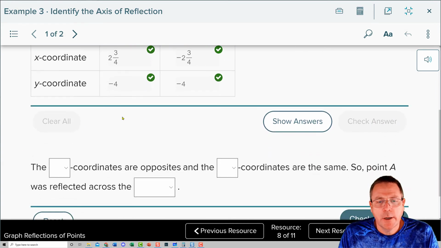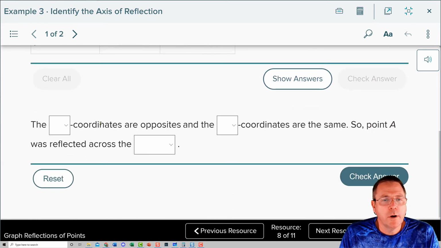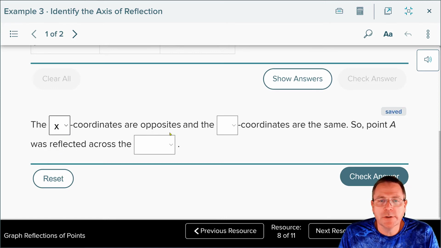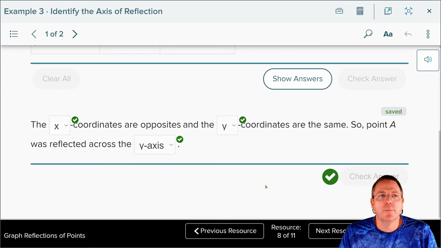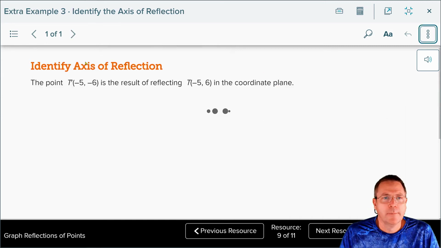Now we're going to scroll down. It says which coordinates are opposites. Well, the x coordinates were opposites, and which coordinates are the same? The y coordinates are the same. So point A was reflected across which axis? Well, if you're changing the x coordinates, that means you're flipping across the y-axis. Check our answer. Everything checks.